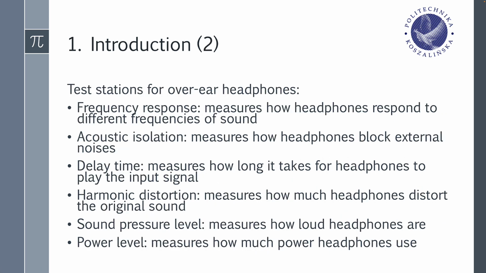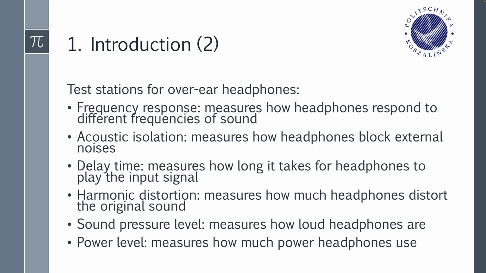Various test stations for over-ear headphones are used to check and evaluate their acoustic performance. Depending on the parameters of the headphones being tested, the following can be mentioned. 1. Frequency response test station for measuring the frequency response of headphones. Such a device consists of an audio power supply unit, an amplifier, a sound generator, a microphone, and a suitable sound analysis system, usually in the form of a computer application.